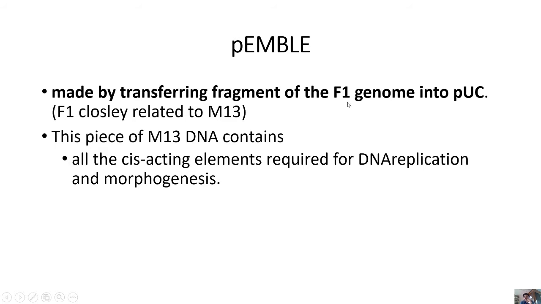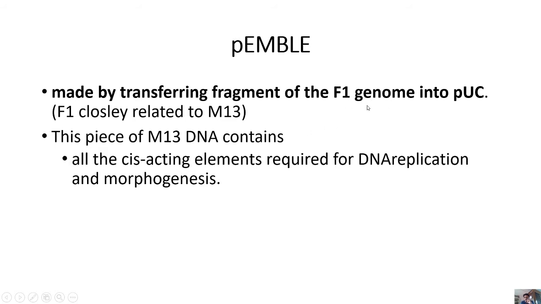So, a piece of DNA fragment from the F1 genome is inserted into pUC. pUC is a plasmid vector that is well known in the process of rDNA technology. It has a double stranded DNA. Normally, it cannot be packaged into phage virions. So we are giving them a new property, that is the packaging property from the F1 genome.